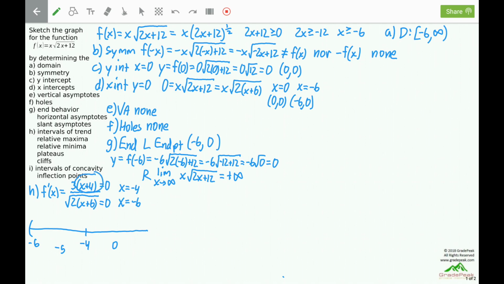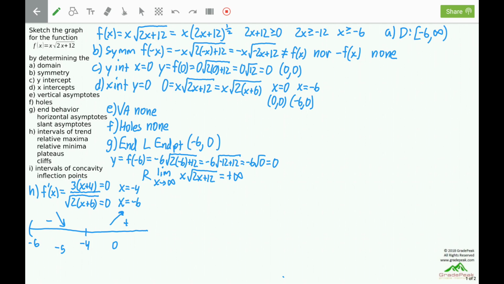Plugging in the test value of -5, -5 plus 4 is a negative. We have a negative first derivative. This corresponds to a decreasing trend. Plugging in 0 to the portion of the first derivative that matters, 0 plus 4 is positive. We have a positive first derivative. This corresponds to an increasing trend.